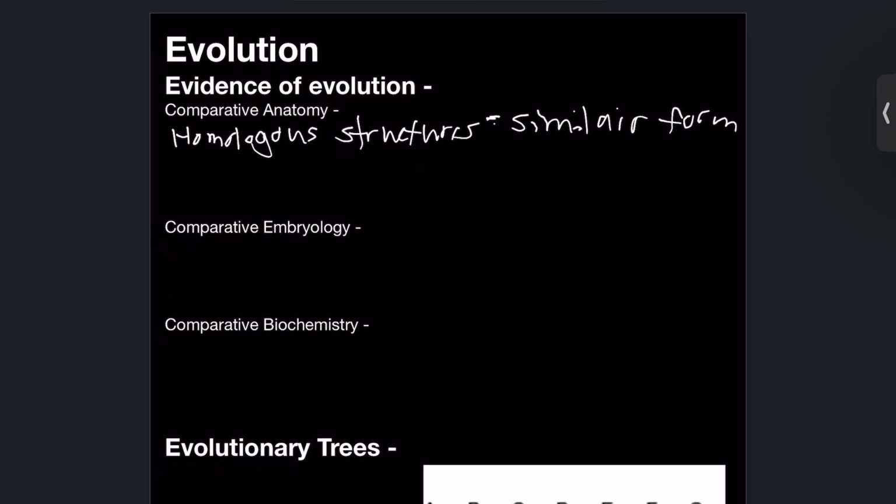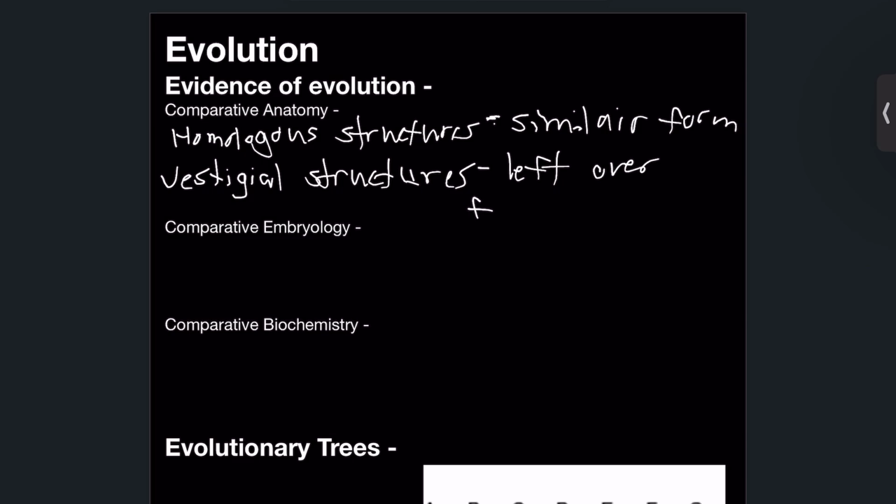The second one you want to know is called vestigial structures. These are structures that are basically left over. They used to be advantageous to us at some point in the past, but as the species have evolved, they no longer have a need for vestigial structures. An example of a vestigial structure in humans is the appendix. If people get appendicitis, they can get their appendix removed and live perfectly fine. But it used to help us digest certain foods way back in our past, which is why we still have it left over. So those are the two things you want to know for comparative anatomy.